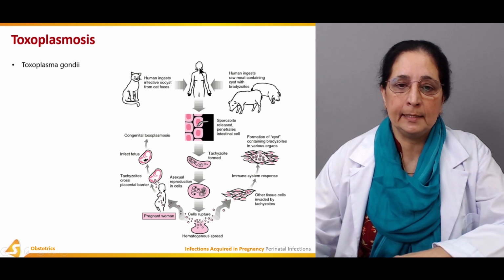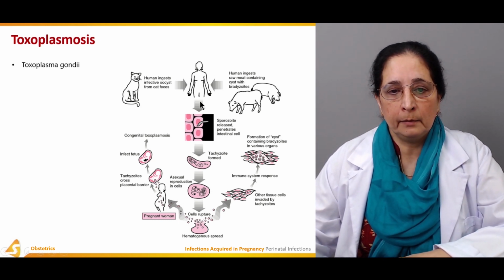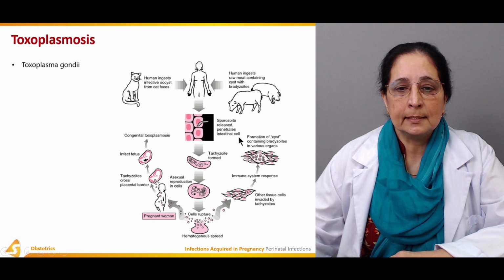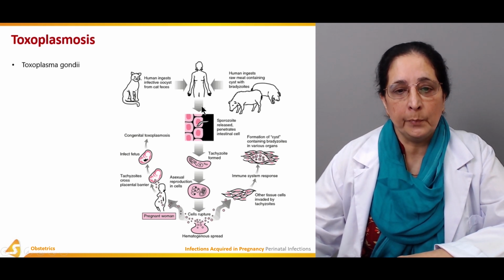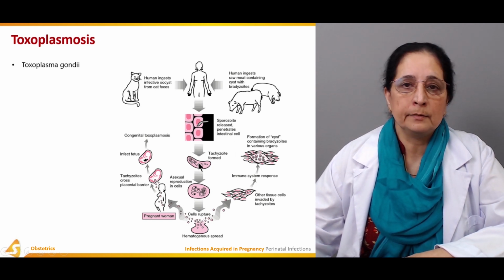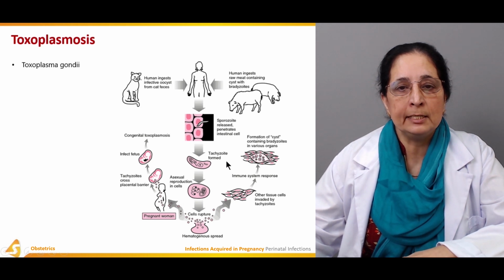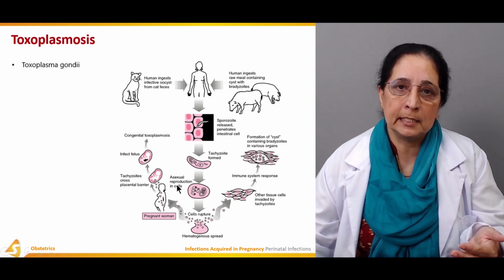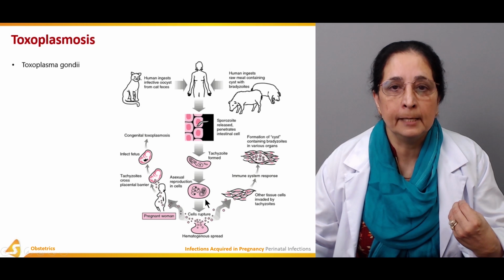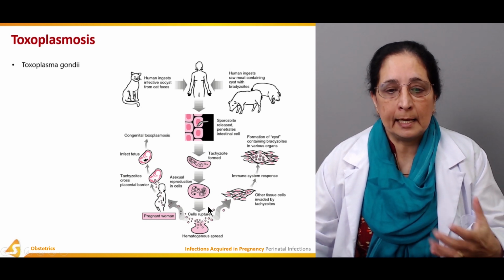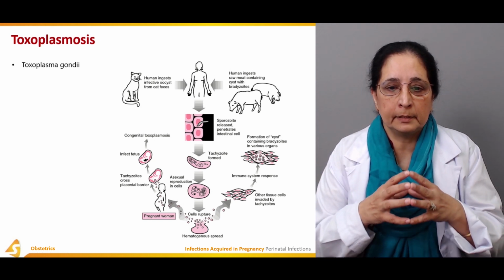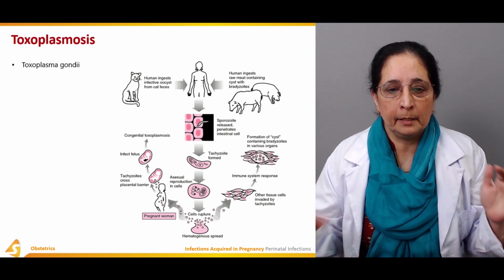Then the next step in the cycle is that the sporozoites are released, which penetrate intestinal cells in humans. These sporozoites are then transformed into tachyzoites. So tachyzoites are formed, and asexual reproduction takes place in the cells infected with the tachyzoites, and then the cell ruptures and there is spread of these tachyzoites in the blood.